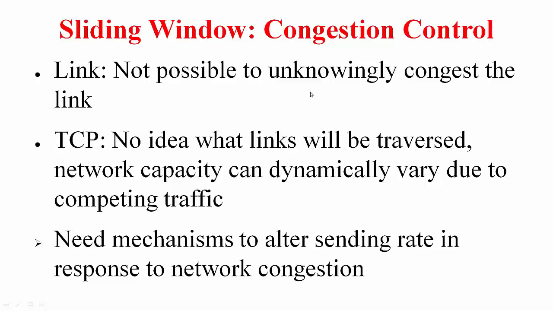Similarly, in terms of congestion control at the link layer, it is not possible to unknowingly congest a link. You know what you are sending on that link. Whereas at the TCP layer, which is at the transport layer, you have no idea what links will be traversed by your packets. And not only this, the bandwidth on these links can dynamically vary over time due to competing traffic. So you need mechanisms to alter the sending rate based on the state of the network. If it is not congested, maybe you can send at a higher rate. If it is congested, you have to cut down your sending rate. So what this means for the sliding window protocols is that the window is not constant. It will have to vary over time.